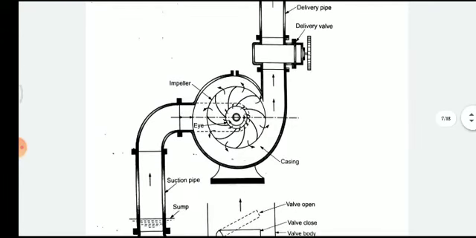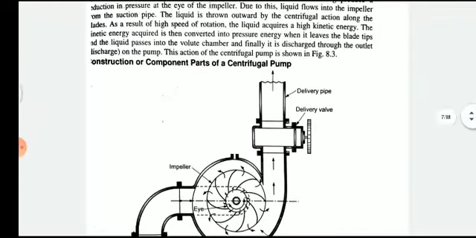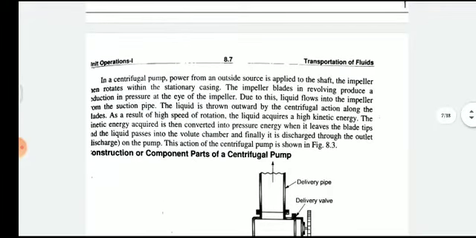These types of pumps we have already looked at in the practical session. For example, the suction pump, the pipe and the centrifugal motor that we use at home: they are sucking water from the suction line, and it is transferred to the overhead tank. The water motor we use at home is this type of centrifugal pump, right.